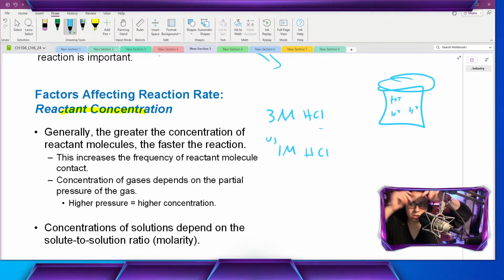And so that's just a higher probability of them bumping into each other, colliding, and then having also more productive collisions. And so that's what it says here, right? It increases the frequency of our reactant molecule contact. And so that leads to, again, more reactions.